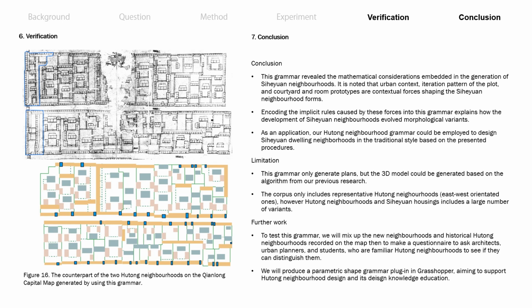There are two jobs that could be done in the future. First, to test the grammar, we'll mix up new neighborhoods and historical Hutong neighborhoods recorded on the map, then make a questionnaire to ask architects and students who are familiar with Hutong neighborhoods to say if they can distinguish them. Second, we'll produce a parametric shape grammar plugin in Grasshopper aiming to support Hutong neighborhood design and its design knowledge education. This is our presentation.